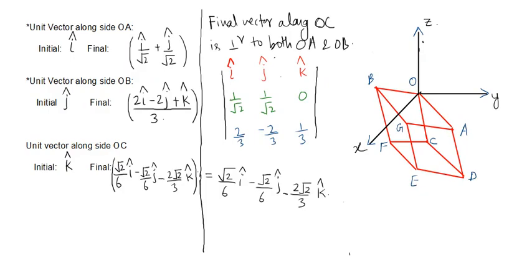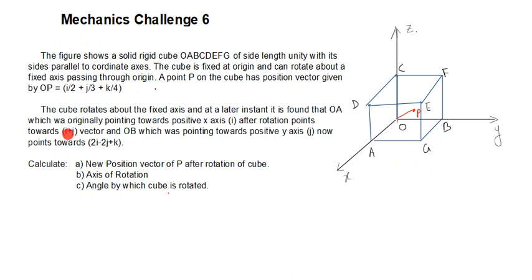Alright. So this figure represents the final position of the cube. I have tried to draw the figure of the cube in its final orientation. Now we know the unit vector alongside OA. OA is a side which was initially pointing towards the positive x direction, and now it gets rotated. Initially it was pointing towards i cap, and finally it started pointing towards i cap plus j cap.